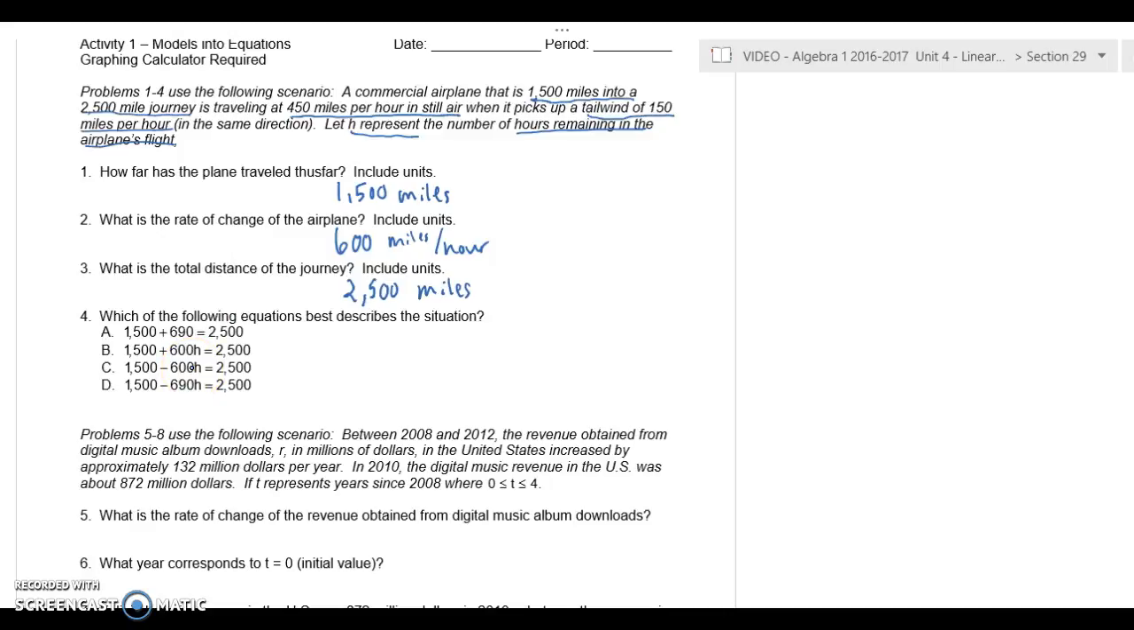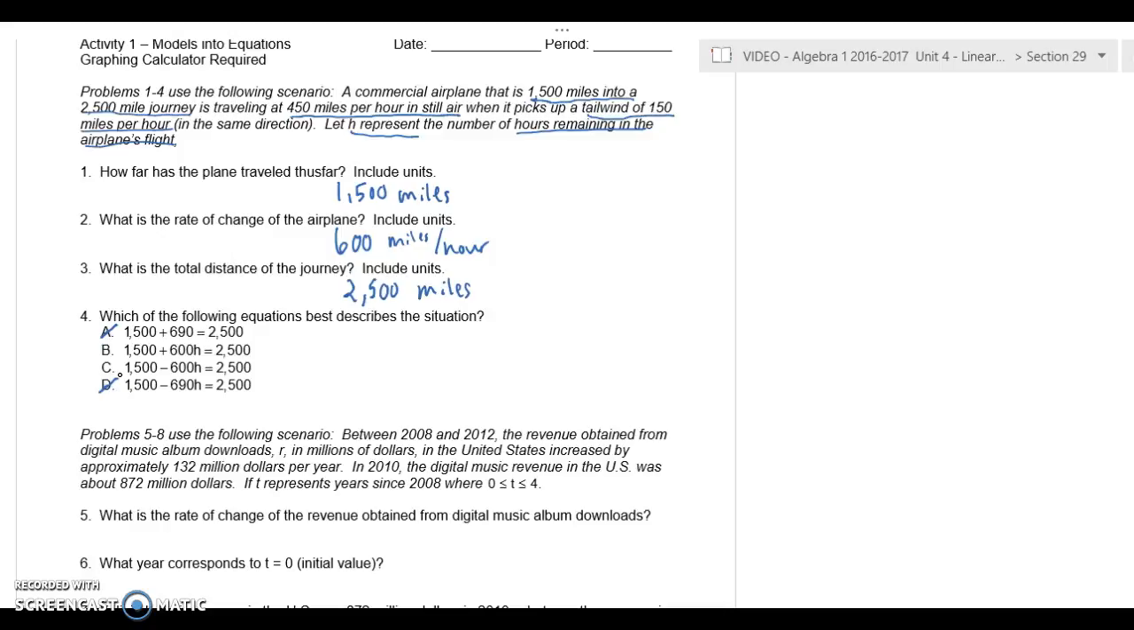Now, one of these just doesn't make any sense at all, and I would say that's option A, because there's no H there. It says plus 690. That just doesn't seem right. 1,500 plus 690 does not equal 2,500. That can never work. There's another choice here that I don't really think fits the problem, and that would be choice D. Because again, that number 690, I'm not really seeing that anywhere in the problem, and I don't know where to get that from the problem. So I'm between choice B and C.